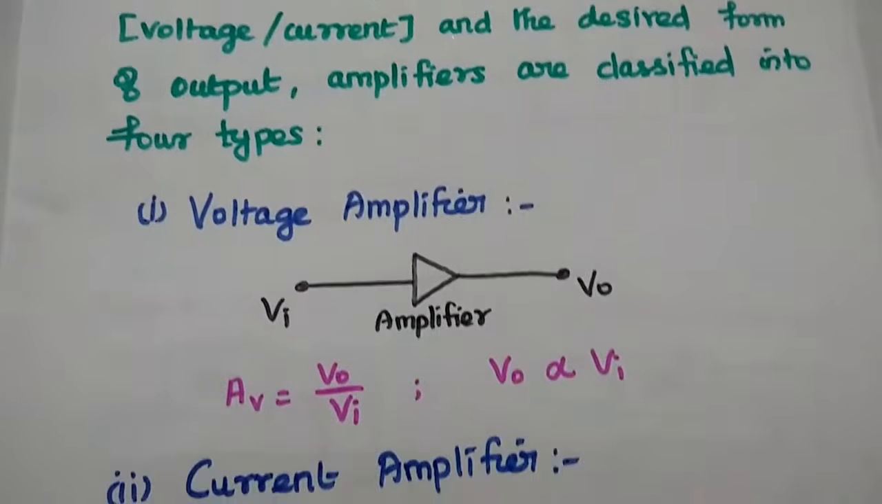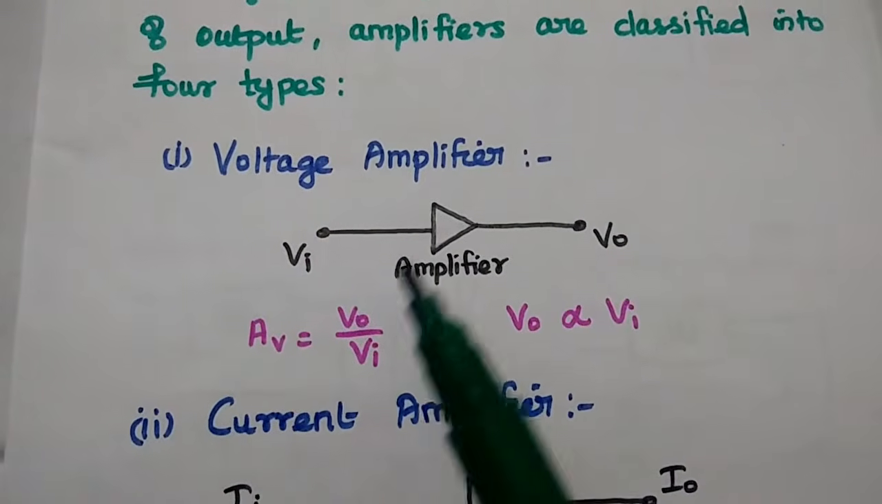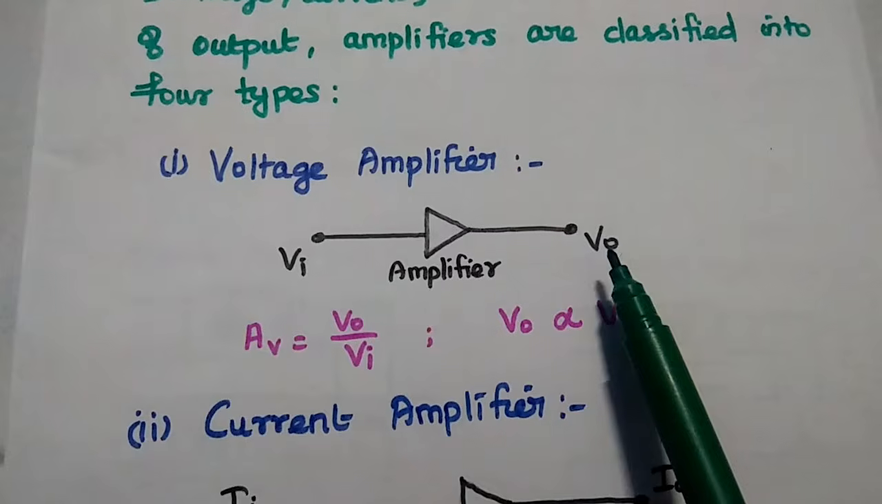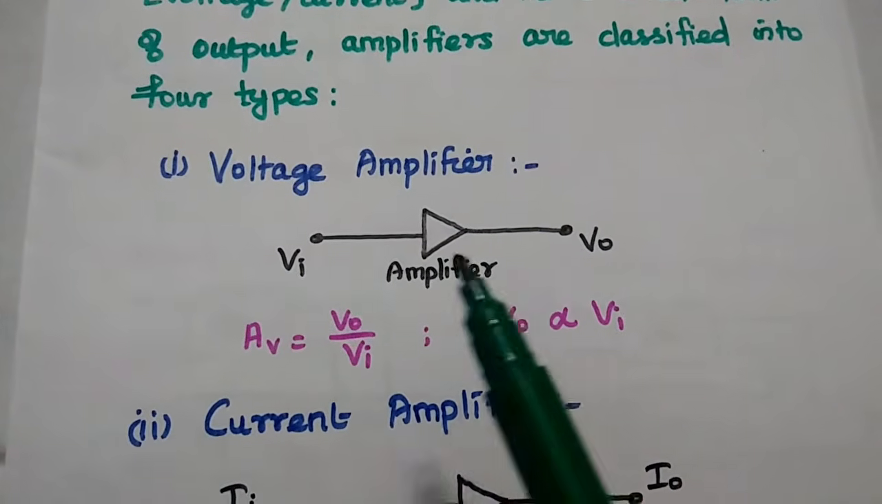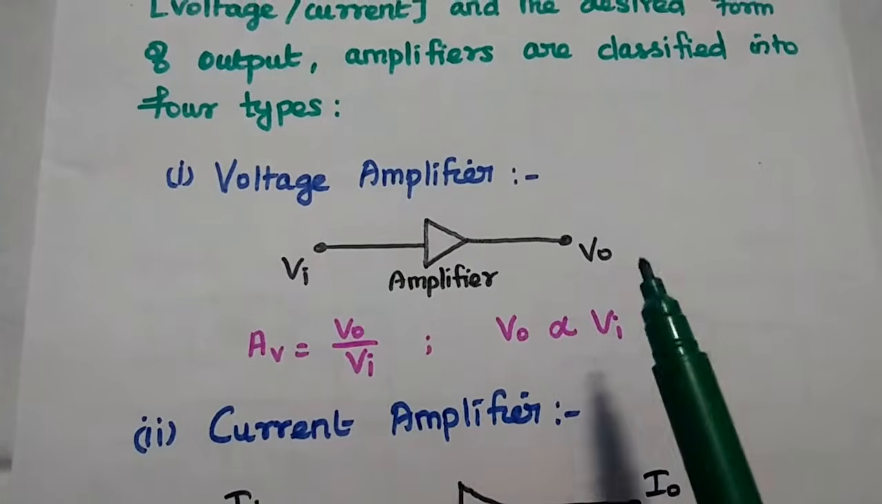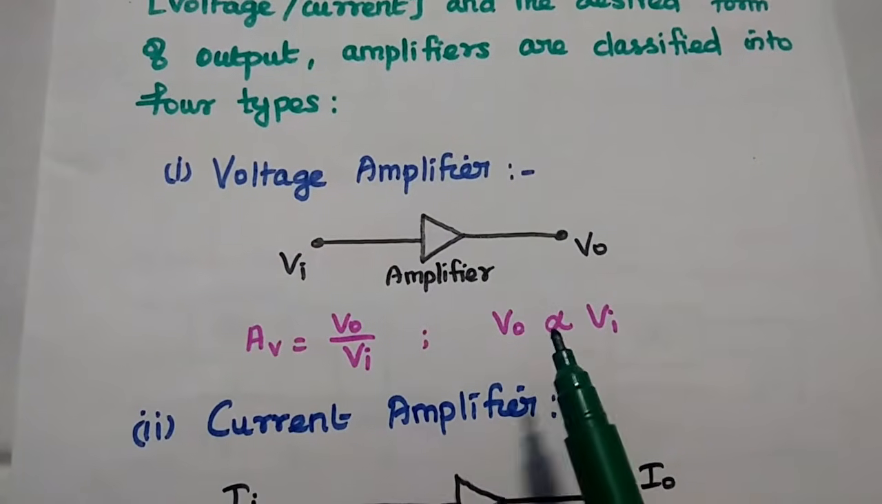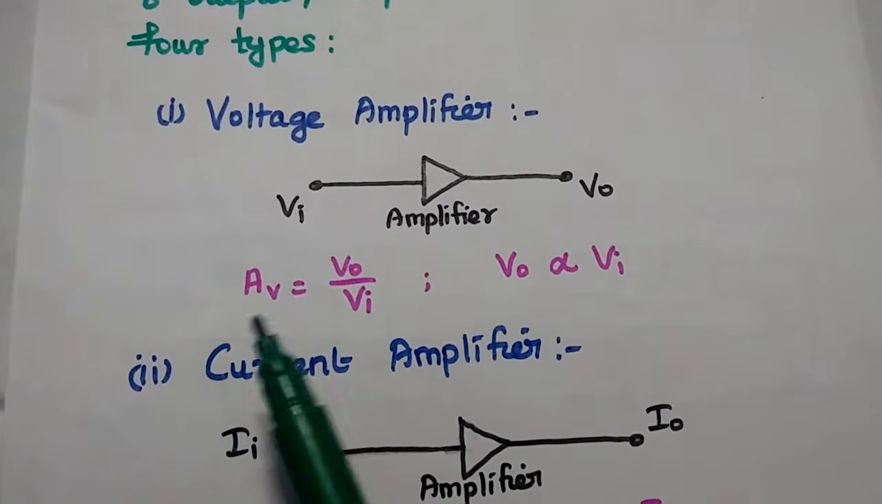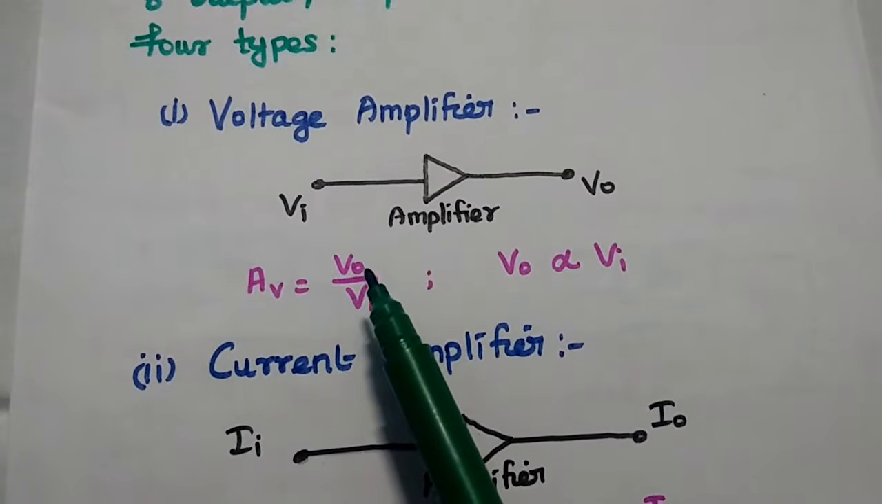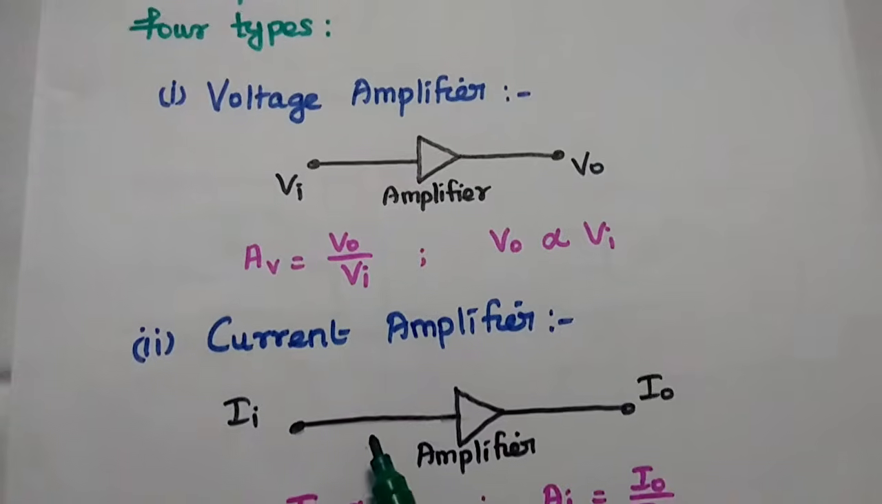The first one is voltage amplifier. In this one, the output voltage is directly proportional to the input voltage. That means input and output both are voltages. So here the proportionality constant or gain of that amplifier is AV, equal to output voltage by input voltage.